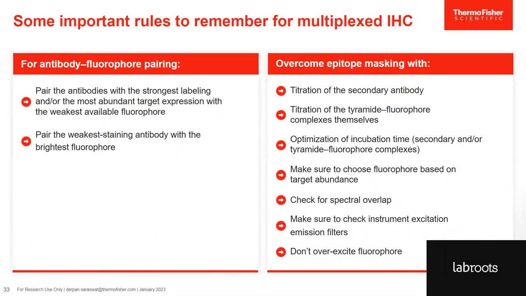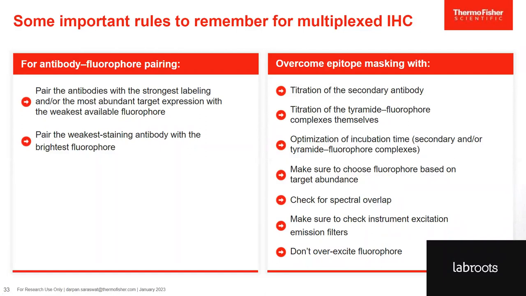In the last, just to summarize, I want to tell you about some important rules to remember for your multiplex IHC experiments. For antibody fluorophore pairing, it's very important to pair the weakest staining antibody with the brightest fluorophore, and pair the antibody with the strongest labeling and the most abundant target expression with the weakest available fluorophore. In that way, you can find the right balance.